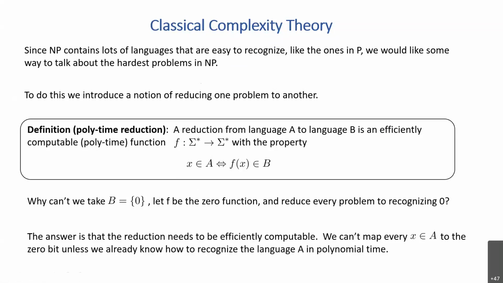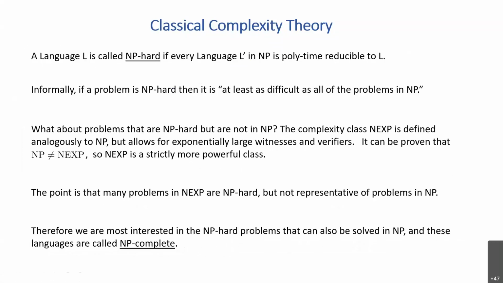All right. So a language is called NP-hard if every language in NP is efficiently reducible to the language L that we're calling NP-hard. And so, informally, if a problem is NP-hard, then it's at least as difficult as all of the problems in NP. But we can also have problems that are NP-hard and are not themselves in NP.